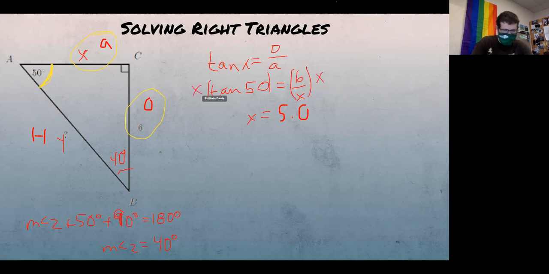Just remember, you're always multiplying by whatever's in the denominator. So if the X is in the denominator, you multiply by X. If the 6 is in the denominator, you multiply by 6. You want to get rid of the bottom of the fraction. Okay. I'll call that good.